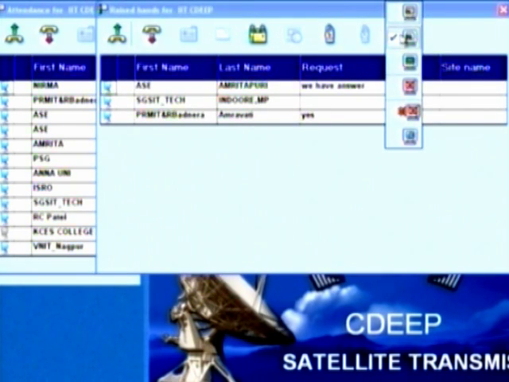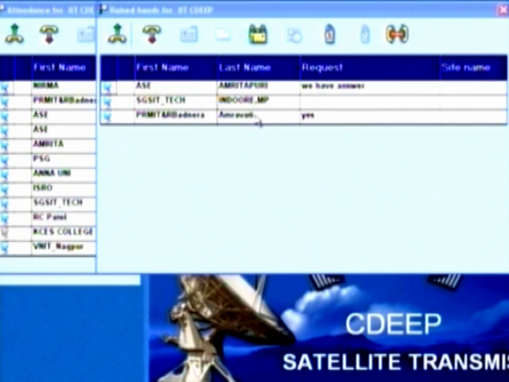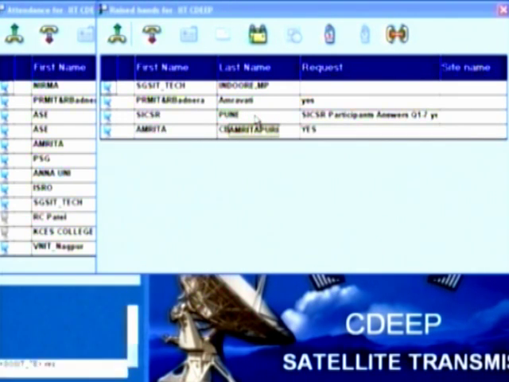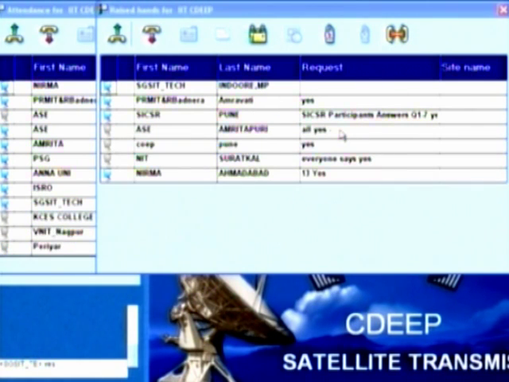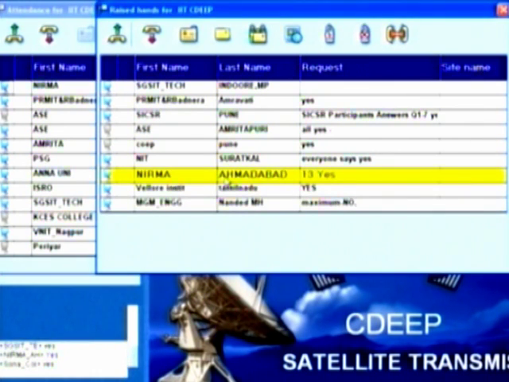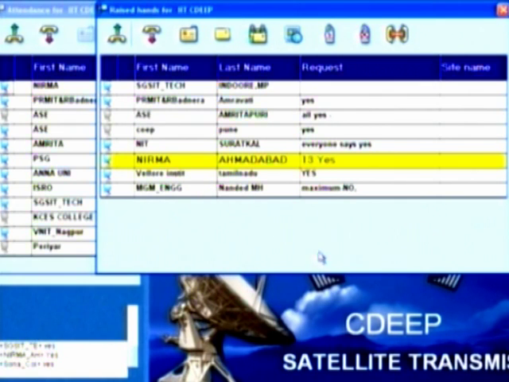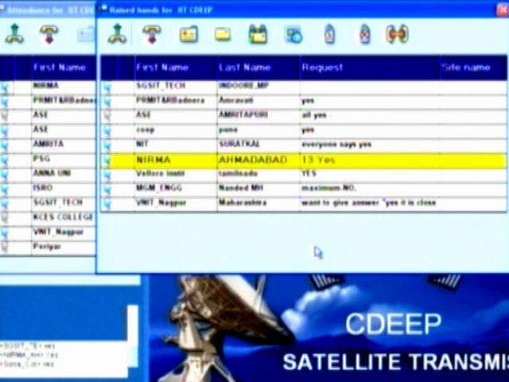Okay. Bandera has given an answer already. Okay. Amritapuri also has an answer. Very nice. Okay, yes. Amrita, again. Okay, everyone says yes. 13 say yes. Fantastic, Nirma. Thank you. Okay, MGM also. Your answer is here. Very nice. Okay. VNIT Nagpur also, we have your answer. Good job.